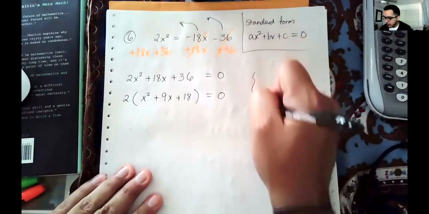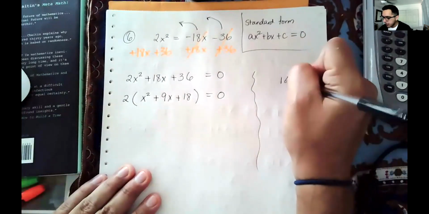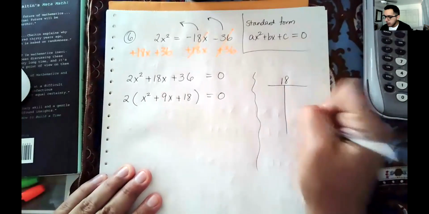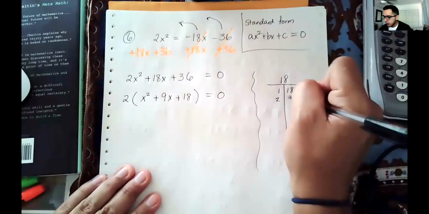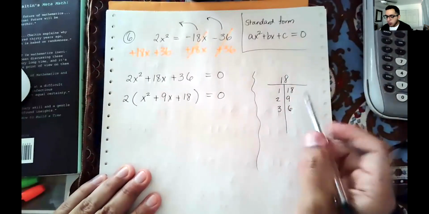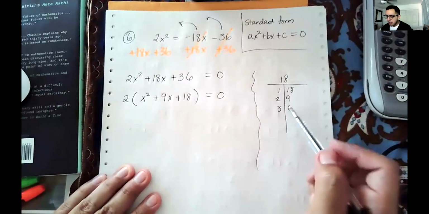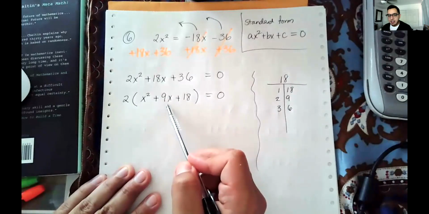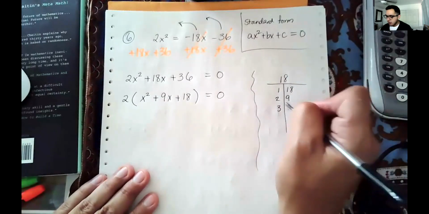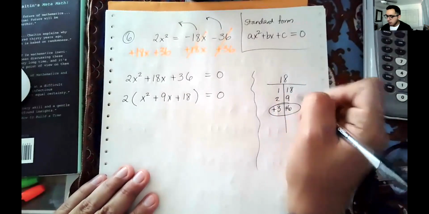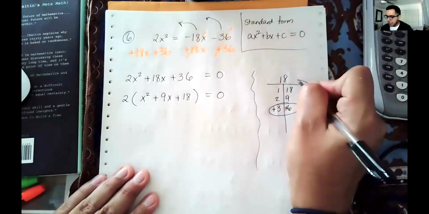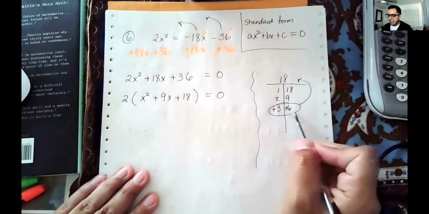So let me go ahead and do my scratch work over here. We're looking at the factors of 18. And that is 1 and 18, 2 and 9, 3 and 6. And we want to choose the factor pair that will give us back this 9. So it looks like 3 and 6, if they're both positive, they will multiply to give us our 18, but they'll also add to give us the 9.